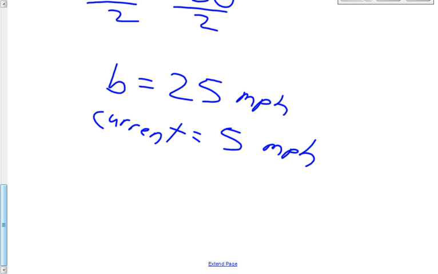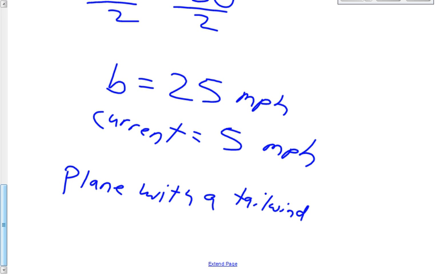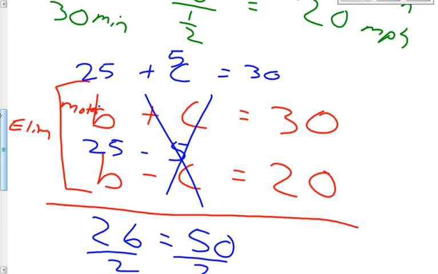Another thing that I want to point out on Excel Math is that if you have a plane with a tailwind, and then that plane going against the wind, that's going to be the exact same type of problem where you're going to set it up with the plane plus the wind and the plane minus the wind. You're going to put the miles into miles per hour, so on and so forth. You're going to solve it the exact same way. So if you encounter that in Excel Math with the plane or with the boat, this is how you solve it.